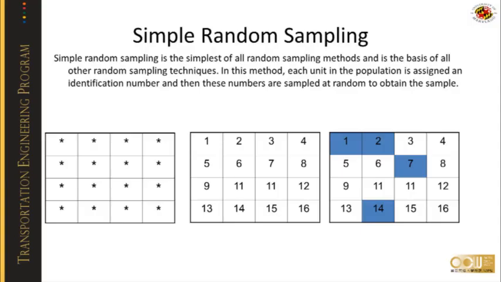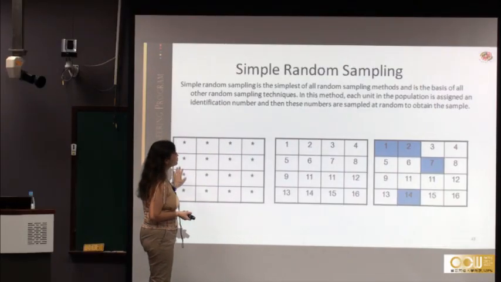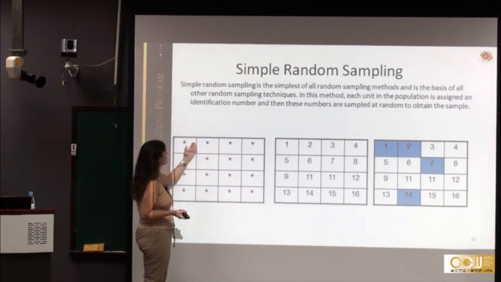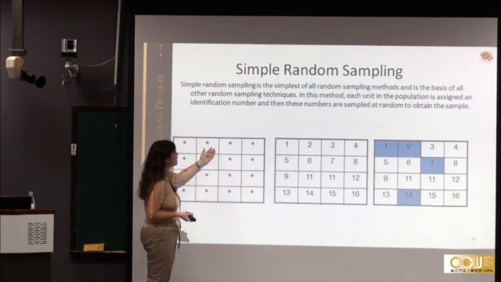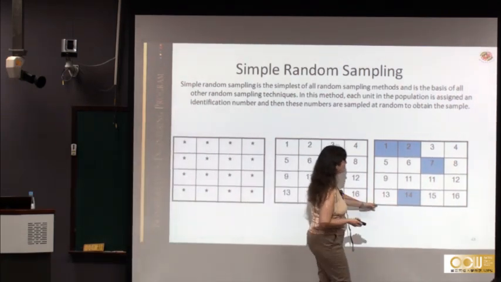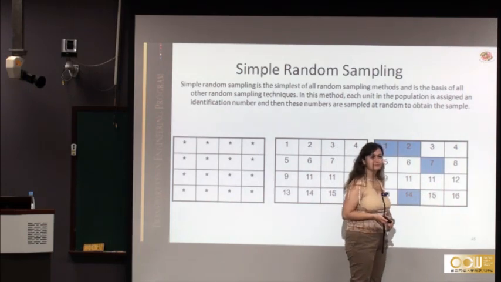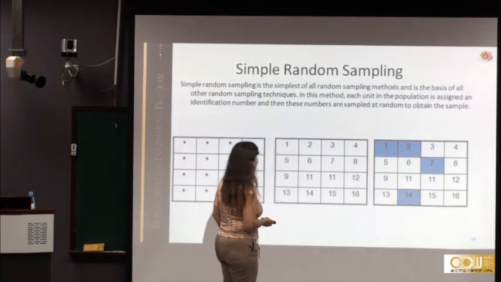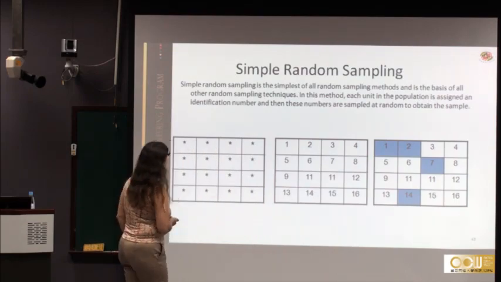So this is a random sample. Suppose that these are the members of your population. You give a number to each of these members. This can be individuals or households. So to this star you have 1, 2, you draw randomly, and suppose that out of the 16 in the population you just draw 4 elements of this sample, and this is a random sample, right?